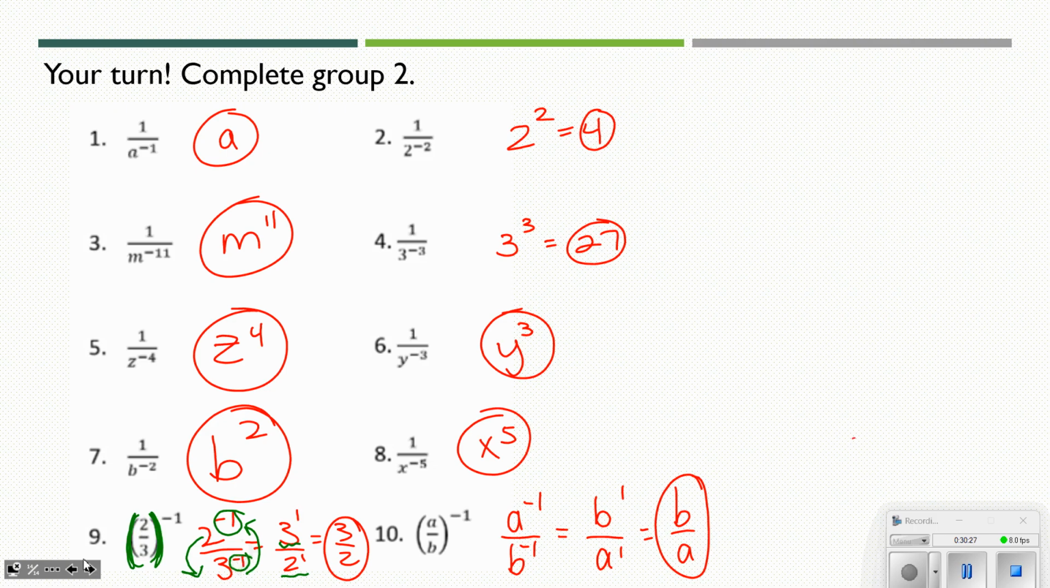And then very similar with number 10. This is just a power to power. So it's like a to the negative 1 over b to the negative 1. The negative exponents tell me to flip the a to the bottom, flip the b to the top, right? And then simplify from there.